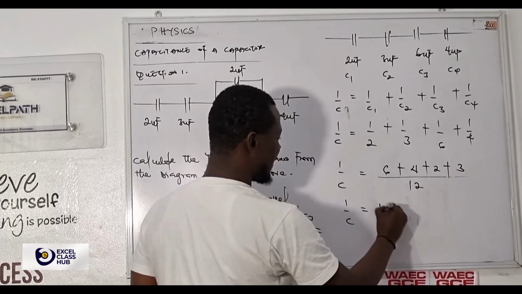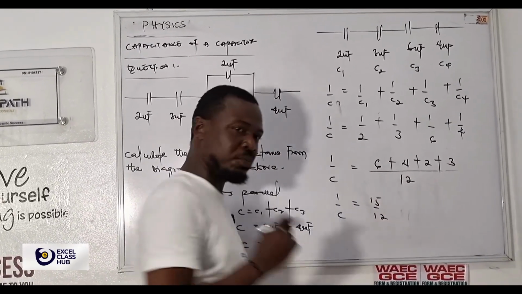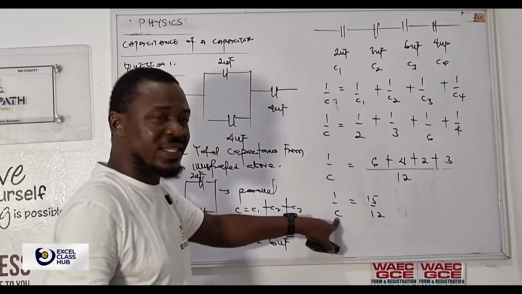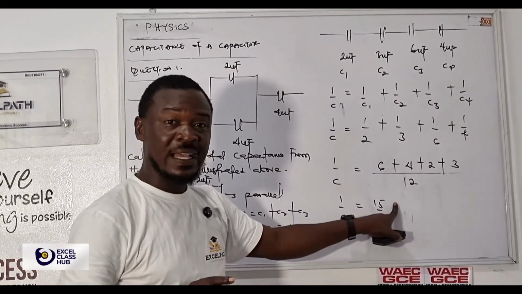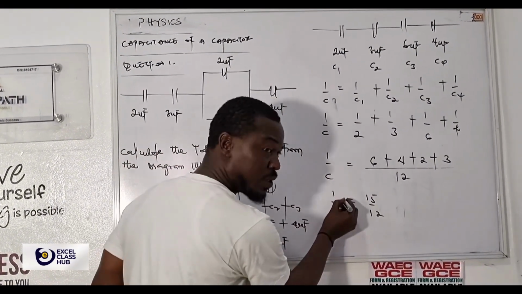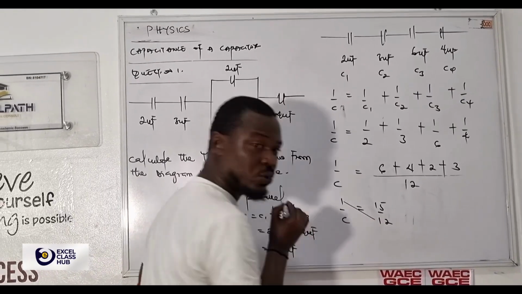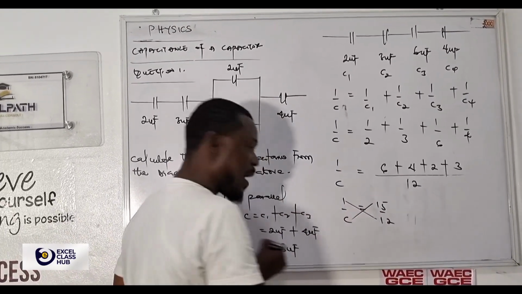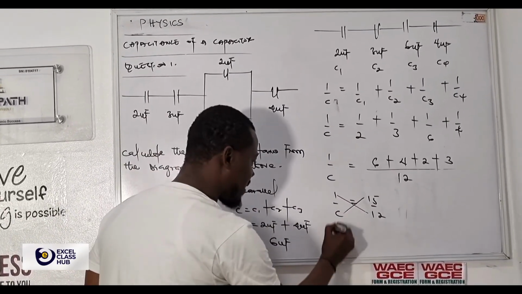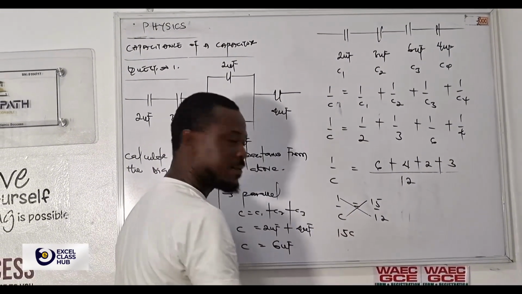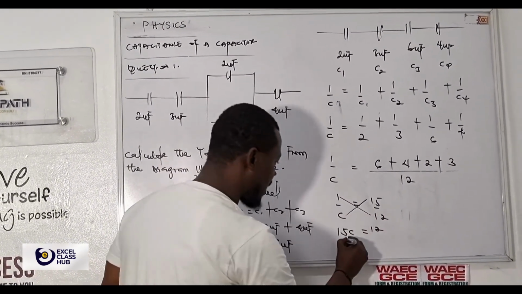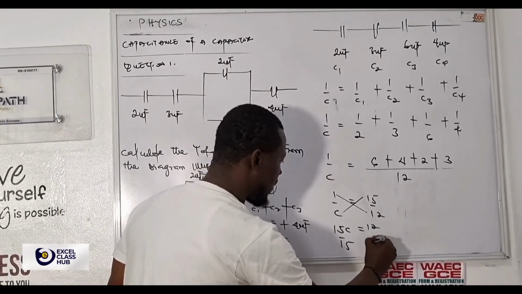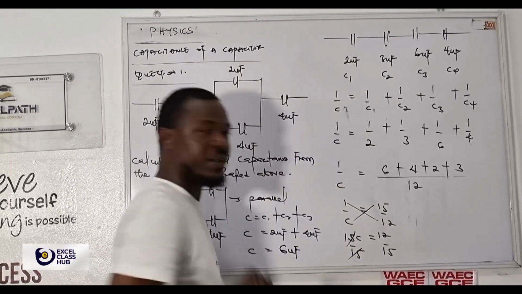will be 15 over 12. Please don't make that mistake. You're looking for C. Your C is what? Your total capacitance. This is not the final answer. So you need to cross multiply. This one will multiply 12, while this 15 will multiply C. So I can have 15 times C equals 1 times 12, which is 12. Now I can divide both sides by 15. 15 cancels 15.